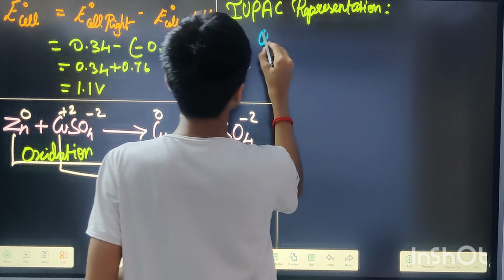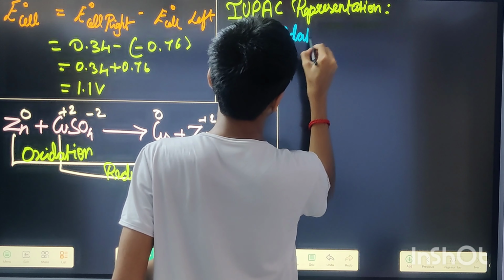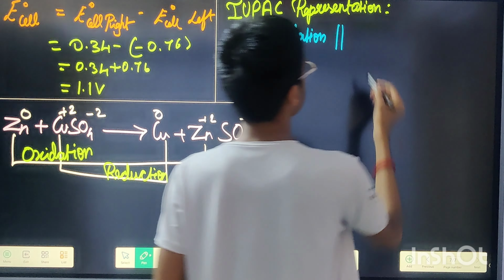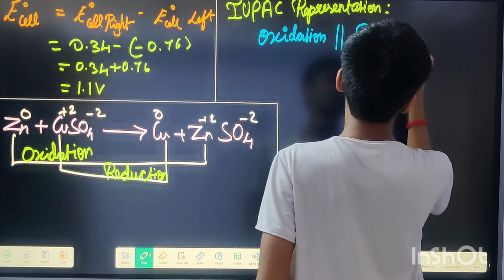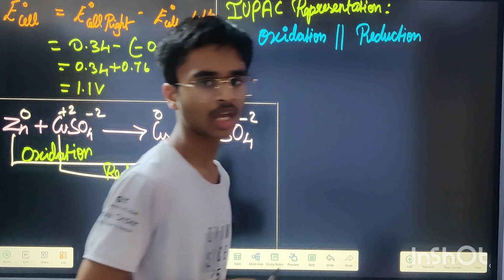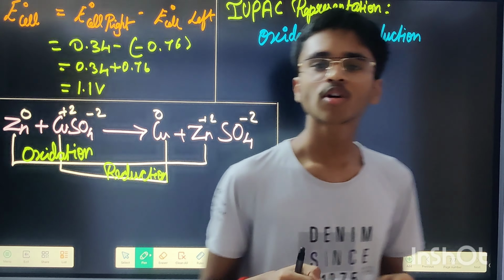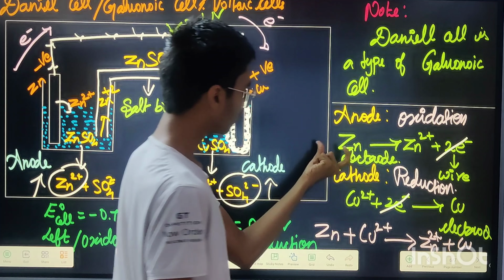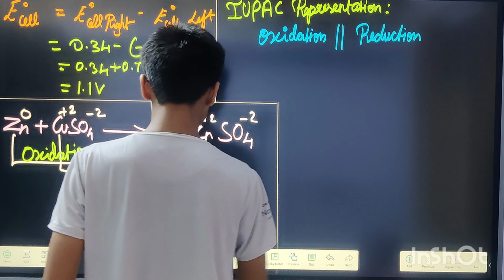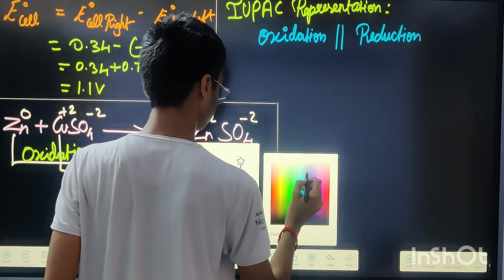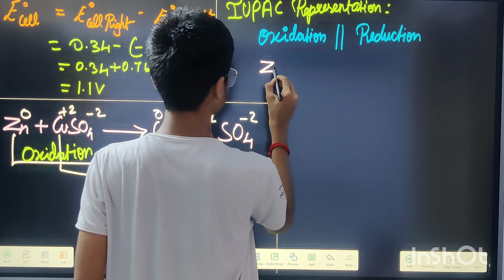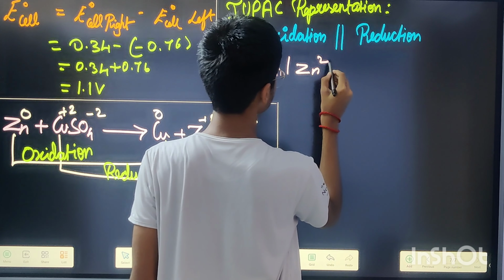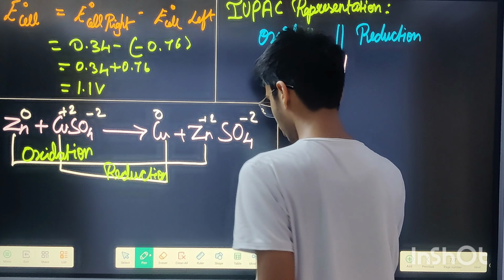First you have to write the oxidation reaction. Then after that, you have to put two lines like this, and here you have to write the reduction reaction. In the case of oxidation, how will it be? See, at the anode oxidation is happening, where Zn is converted into Zn2+. Here only a single line should be written. Zn is converted into Zn2+, then two lines, and reduction, which means Cu.